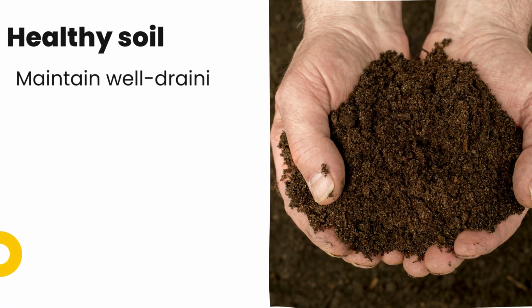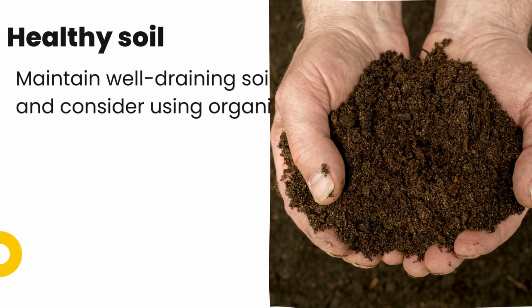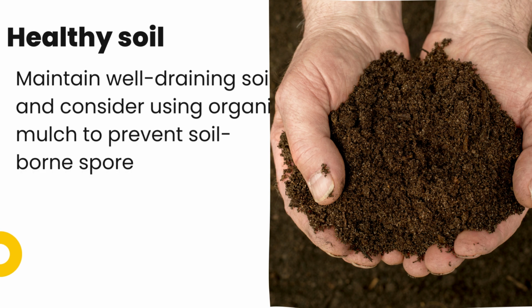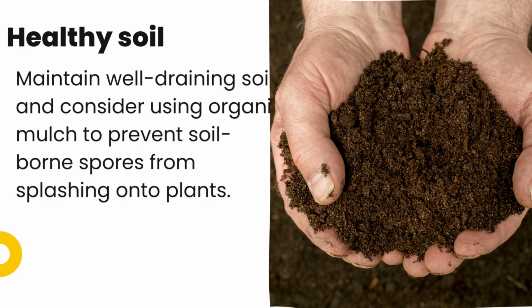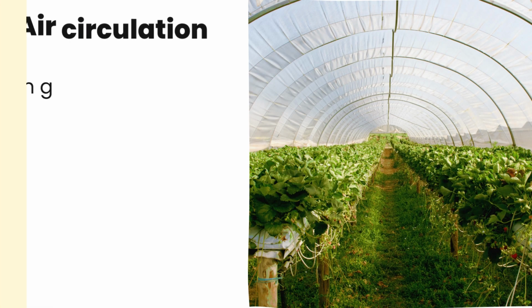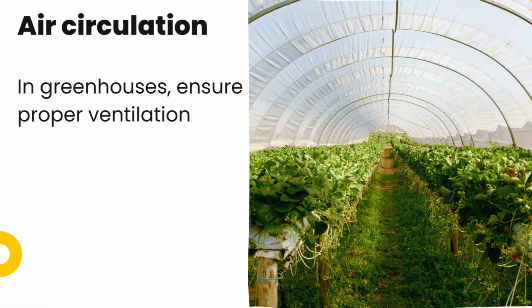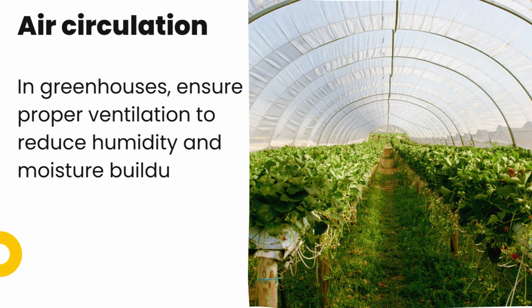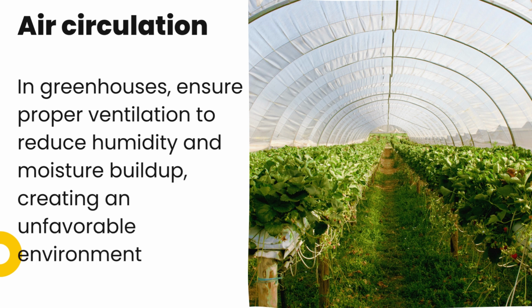Healthy soil. Maintain well-draining soil and consider using organic mulch to prevent soil-borne spores from splashing onto plants. Air circulation. In greenhouses, ensure proper ventilation to reduce humidity and moisture buildup, creating an unfavorable environment for the fungus.